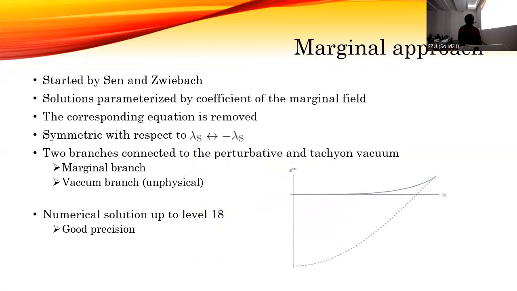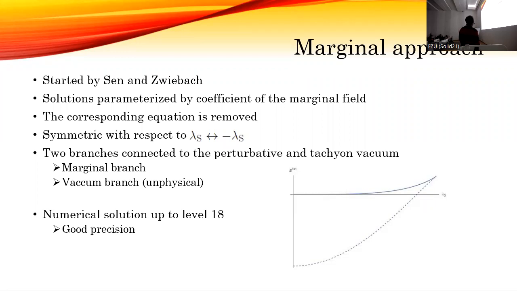Okay, so next we'll go to the marginal approach, which is the original approach which was started by Sen and Zwiebach. In this case, the solutions will be parameterized by coefficients of the marginal field, and for each value of the marginal field, we'll compute a solution. And since we set the marginal field to a given value, we have one less dynamical variable, so we have to remove the corresponding equation.